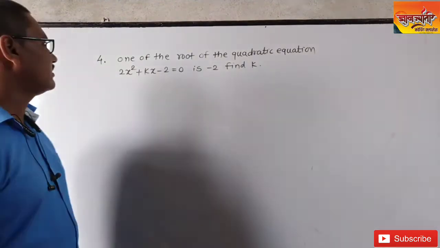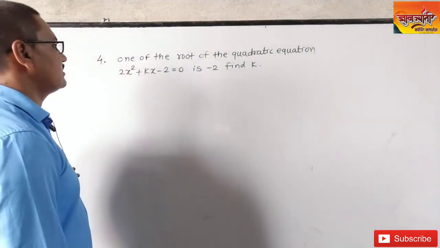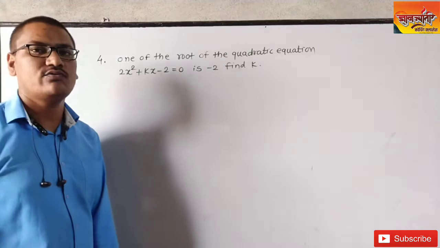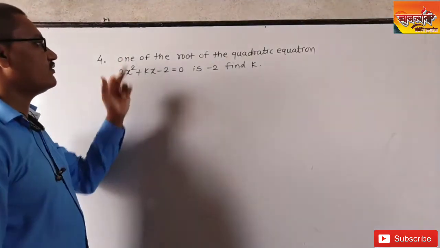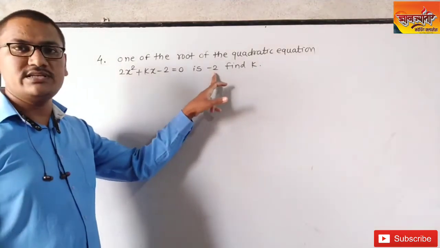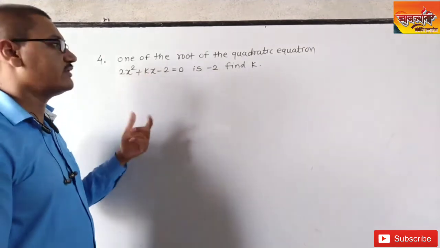Now you can see the next problem, problem number 4. One of the roots of the quadratic equation 2x square plus kx minus 2 is equal to 0 is minus 2. Find the value of k. First, to understand the meaning of the given problem: if one of the roots of the quadratic equation is given, which is minus 2, it means this is the value of the x variable of the given equation.